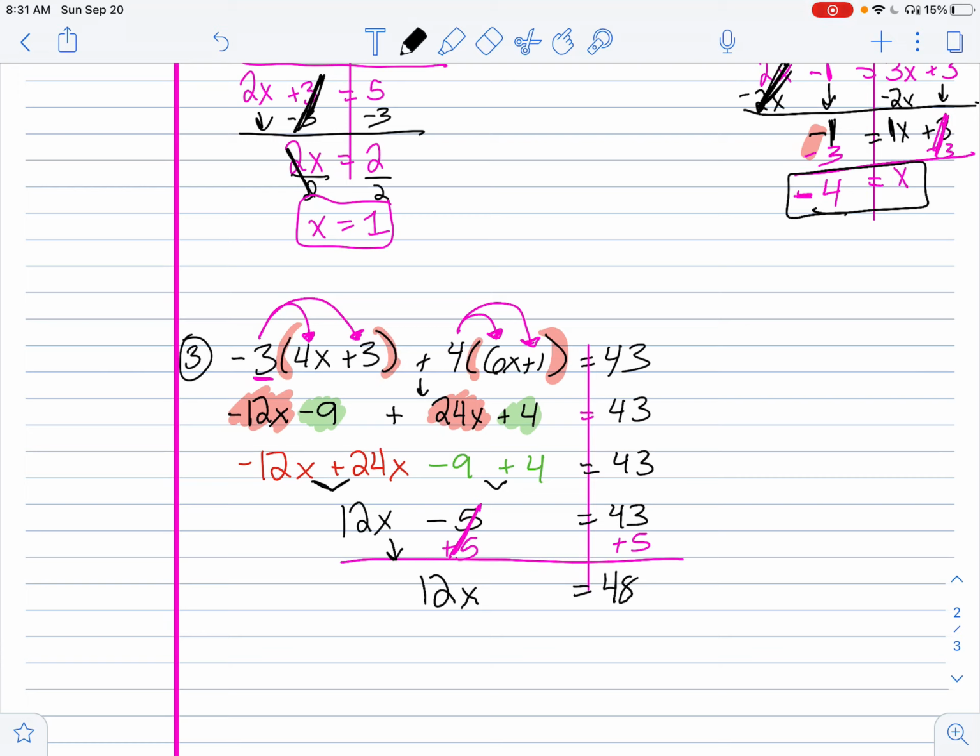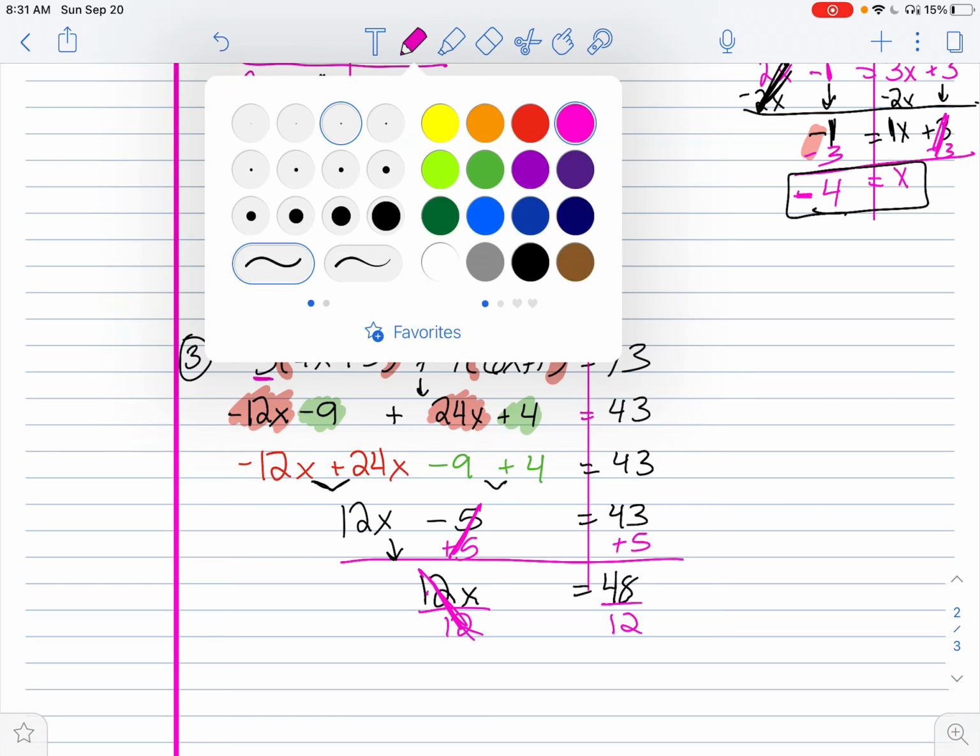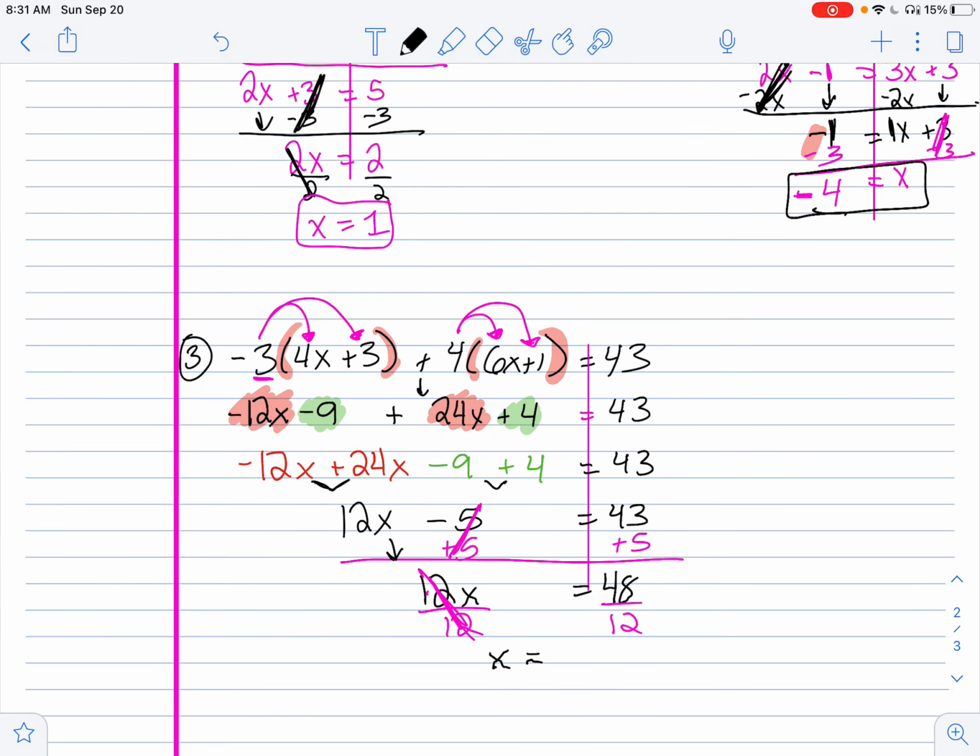And then my last step is to get rid of that 12. That 12 is being multiplied to the x, and I know that because there's nothing in between, no signs in between, so I divide both sides by 12. My 12's cancel, and I'm left with x equals, and 48 divided by 12 is 4. So my final answer is x equals 4.